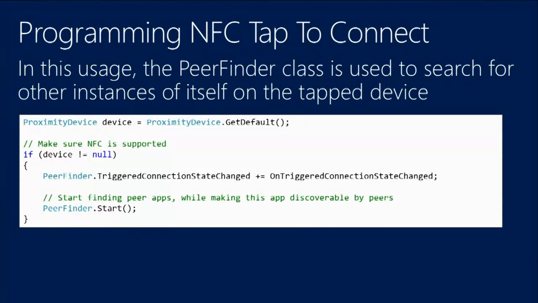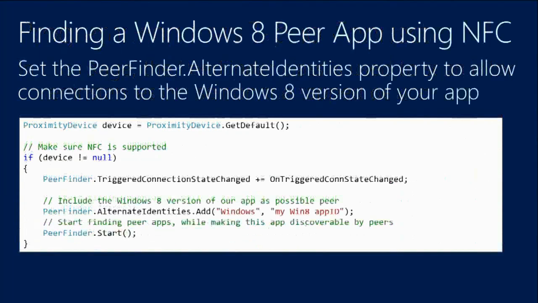So this is how you use ProximityDevice.GetDefault. First of all, we make a call to that. If that returns non-null, then you've got NFC support in the phone. You might not have NFC on all phones, so that's the first thing you need to do. And then you can use PeerFinder.Start to look for connecting devices. And then there's the TriggeredConnectionStateChanged event handler.